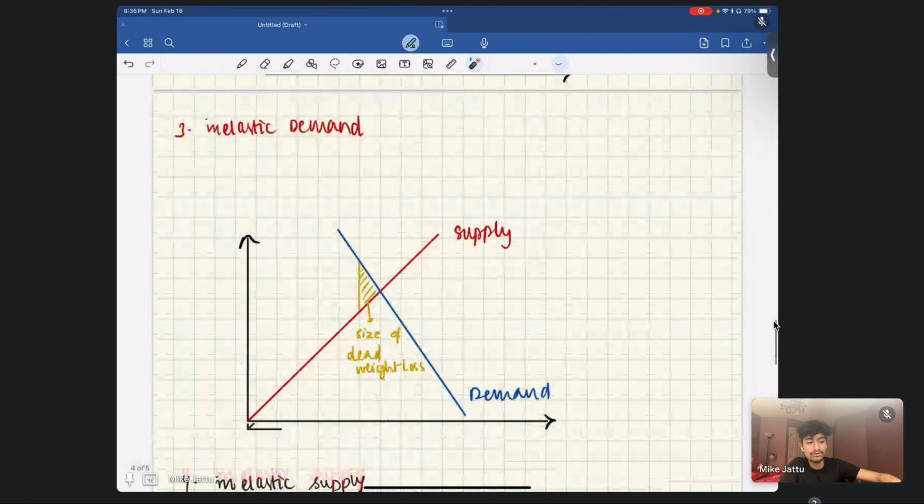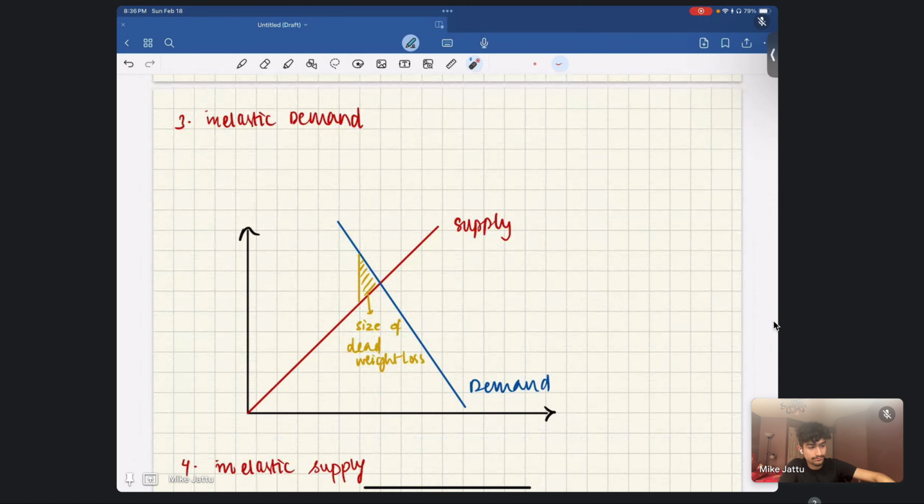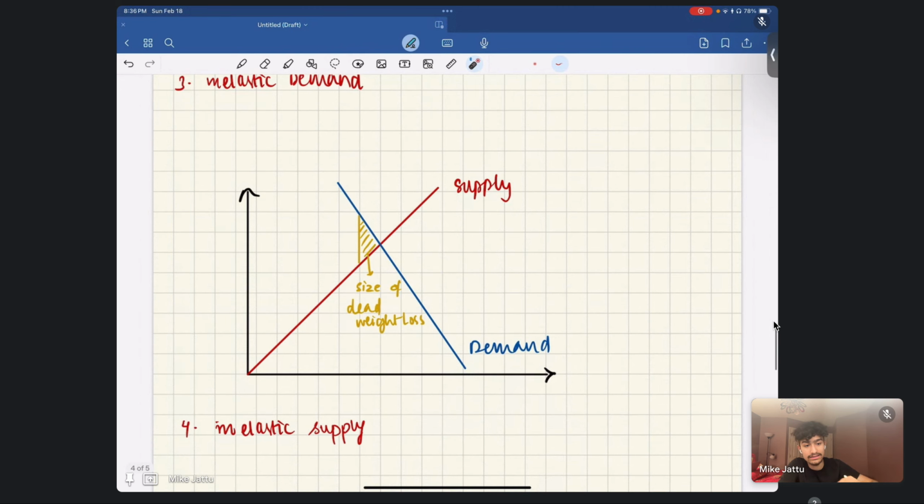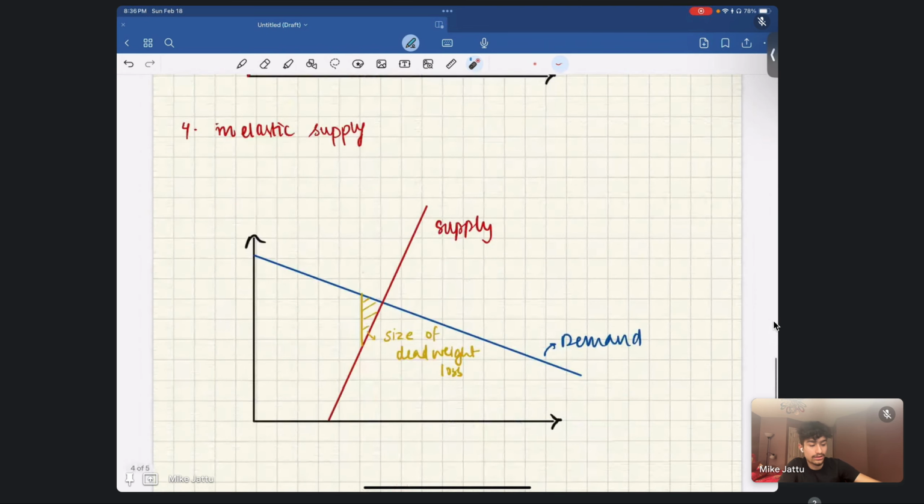When it comes to inelastic demand, the demand doesn't change much due to the change of the price, that is, the increase of the price after the tax. So the deadweight loss is not that big. A similar thing goes for the inelastic supply. This region is not that big because of the inelasticity of the supply curve.